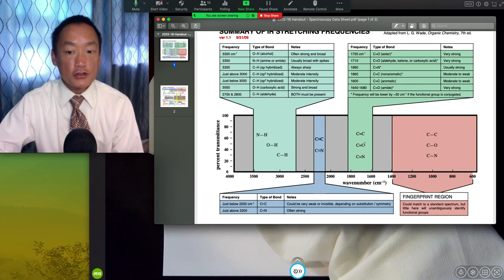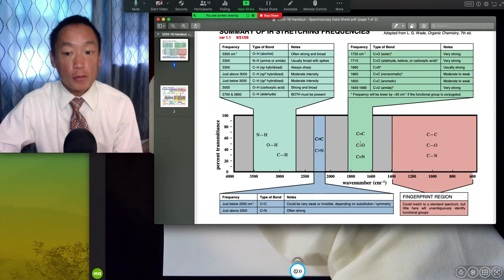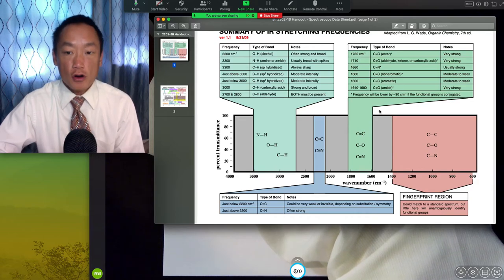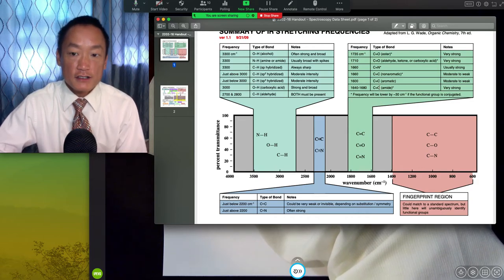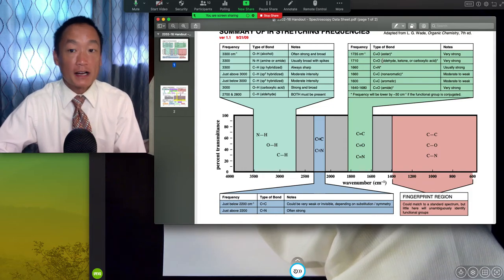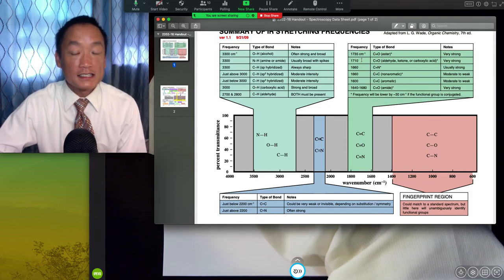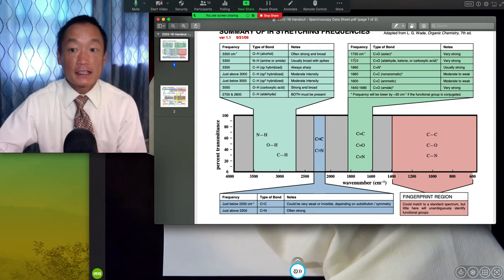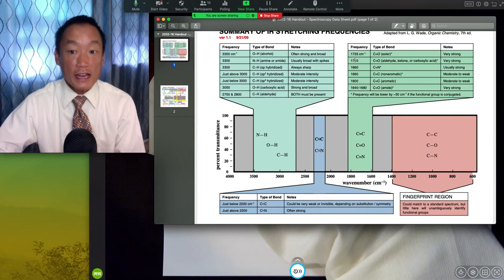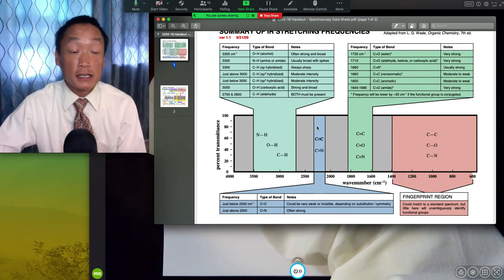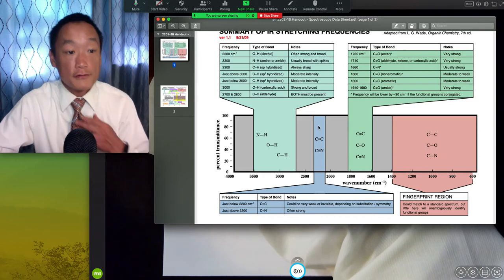It turns out that a C double bond O carbonyl is perfectly tuned to absorb the wavelength of light that is found in an aldehyde or ketone or carboxylic acid at this 1710 inverse centimeters. And that is a really powerful thing, that this molecule will absorb that wavelength of light. You can use this table all you want on any examination that we have for the remainder of this class.